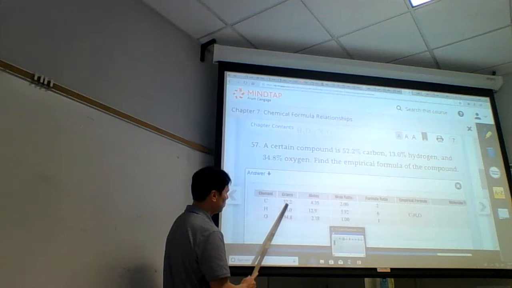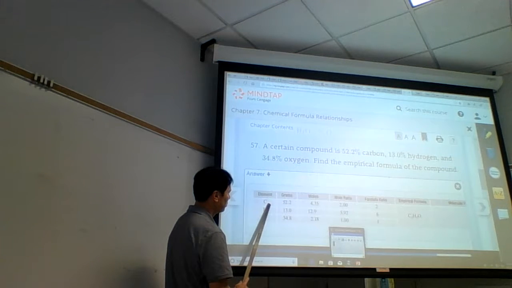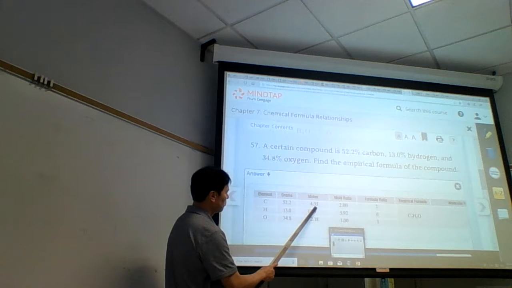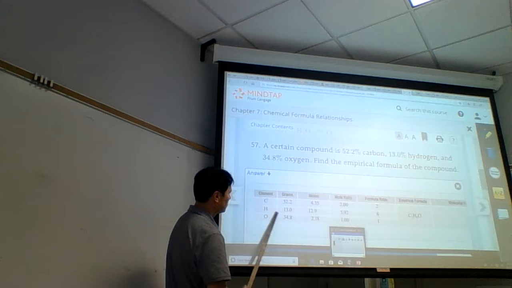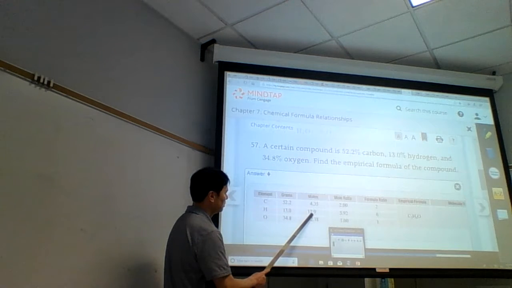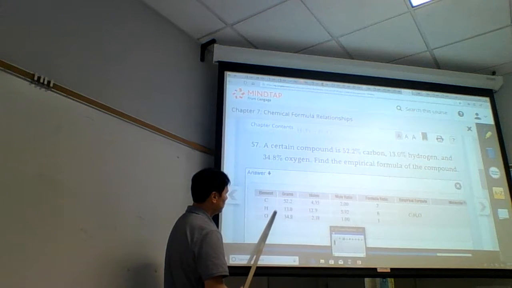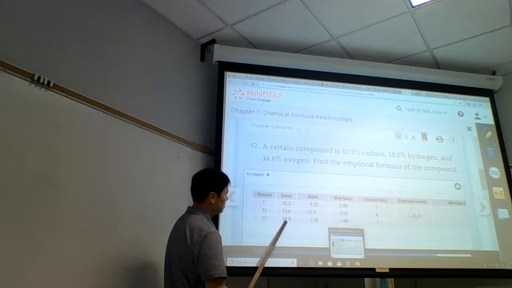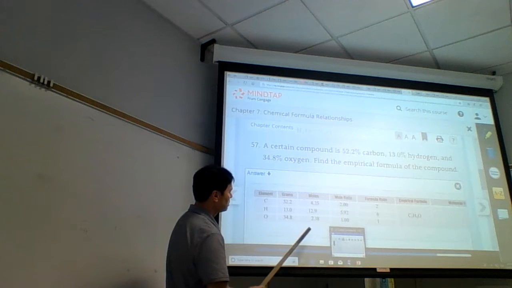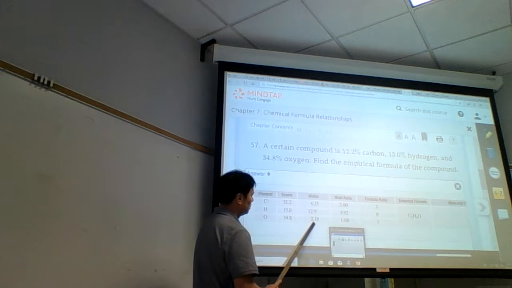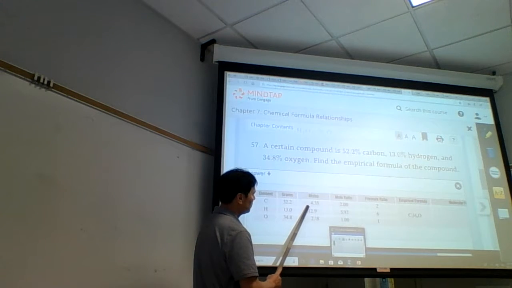This is more than a mole. A mole of carbon weighs 12.01 grams on average. This actually turns out to be 4.35 moles. A mole of hydrogen weighs about 1.01. So we got 13 grams, it's about 13 moles. And a mole of oxygen weighs 16, so this is a little over 2 moles of oxygen. And the formula is the mole ratio. Except, this is not a simple mole ratio.